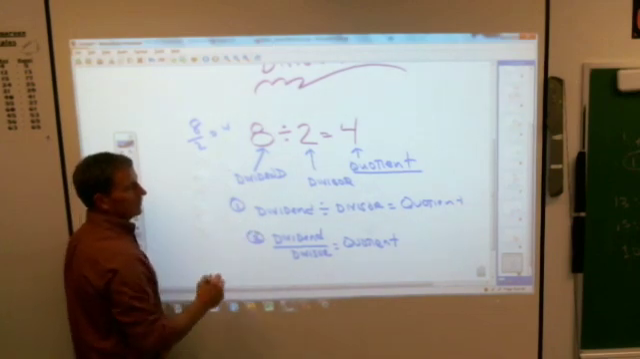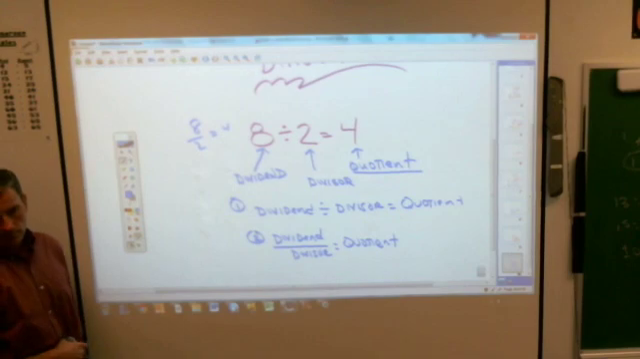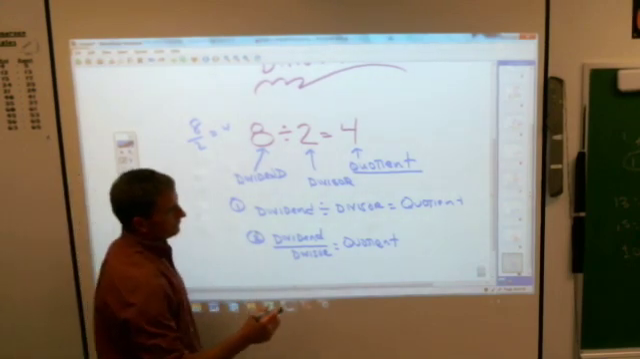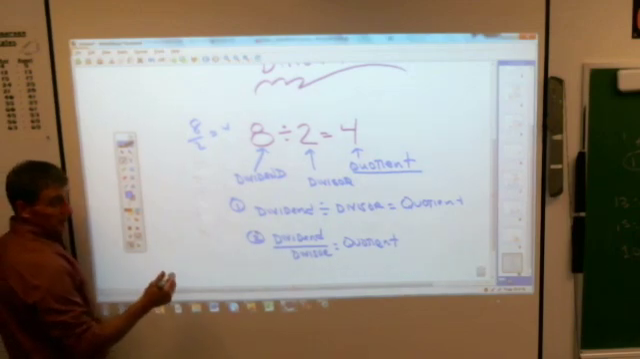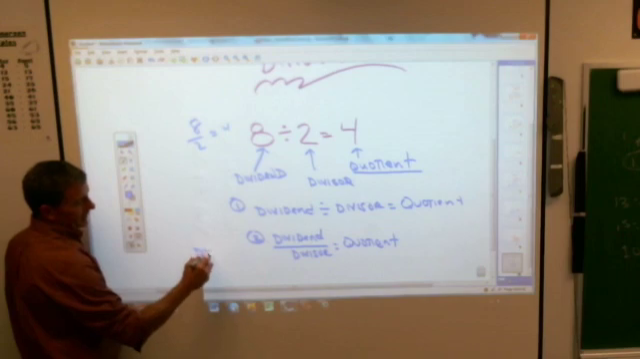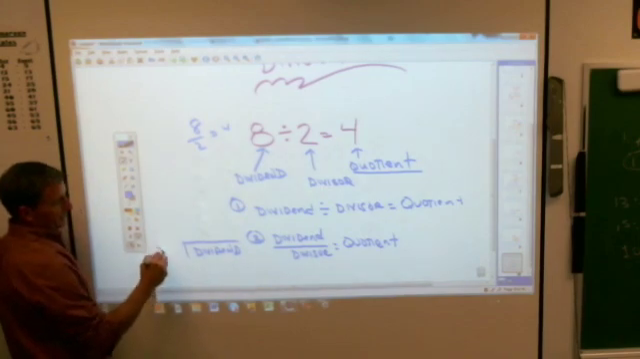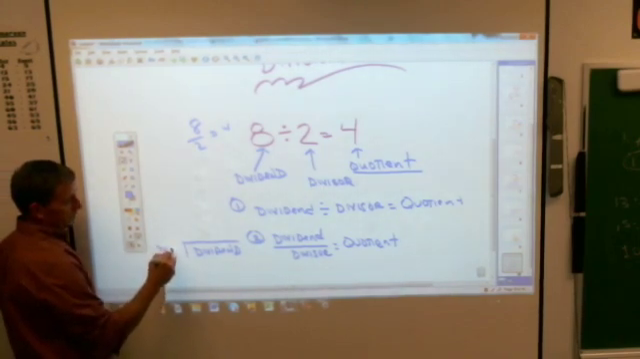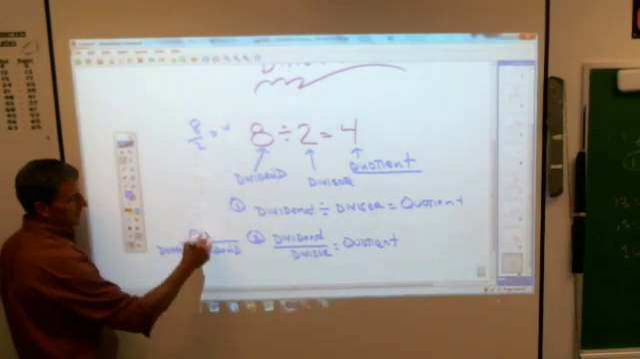The second way to show it. The third way to show division is by the fraction box, which is this. The dividend goes under the fraction box, the divisor over here, and the quotient up here.